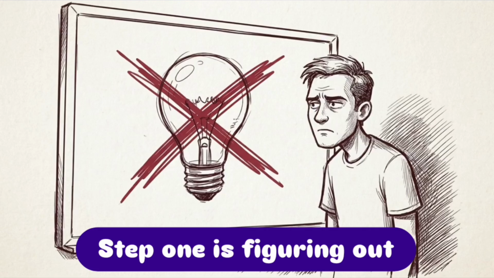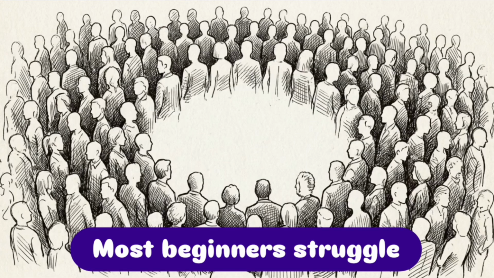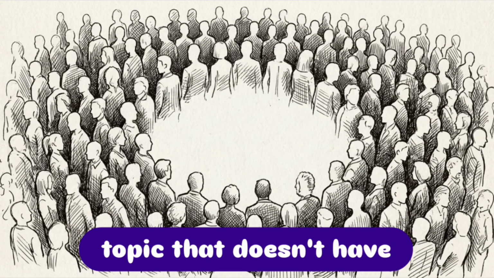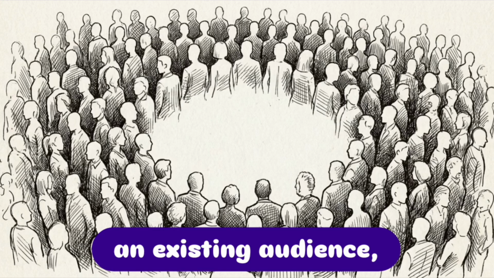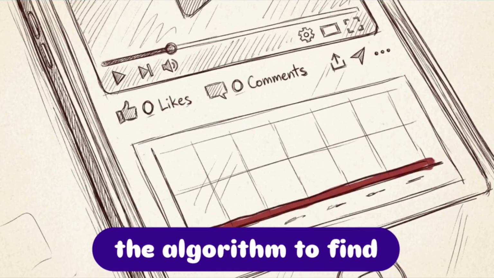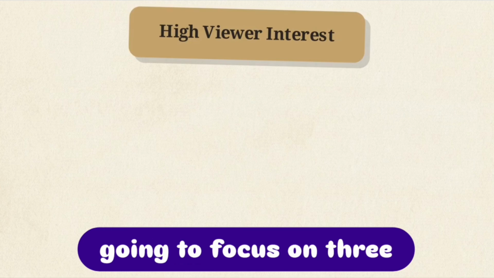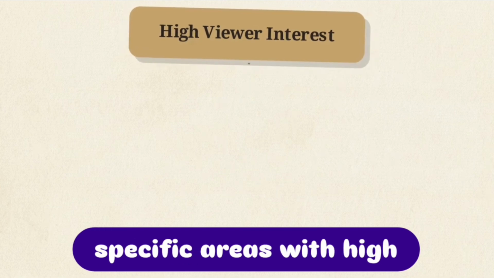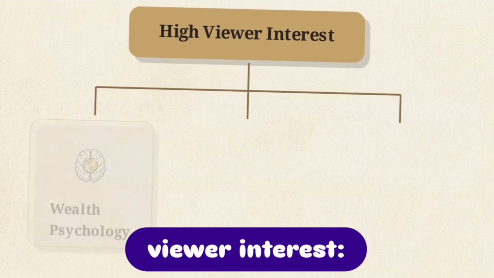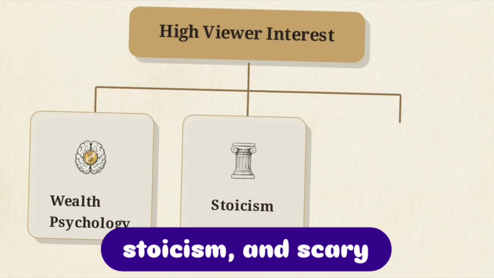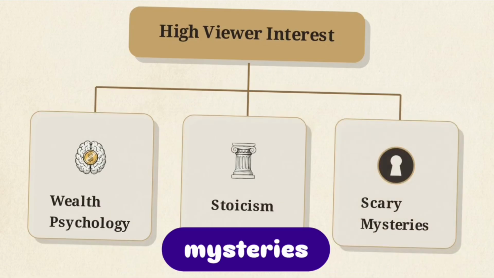Step 1 is figuring out what to post. Most beginners struggle here because they pick a topic that doesn't have an existing audience, which makes it harder for the algorithm to find viewers. To increase your chances of being seen, we are going to focus on 3 specific areas with high viewer interest: wealth psychology, stoicism, and scary mysteries.